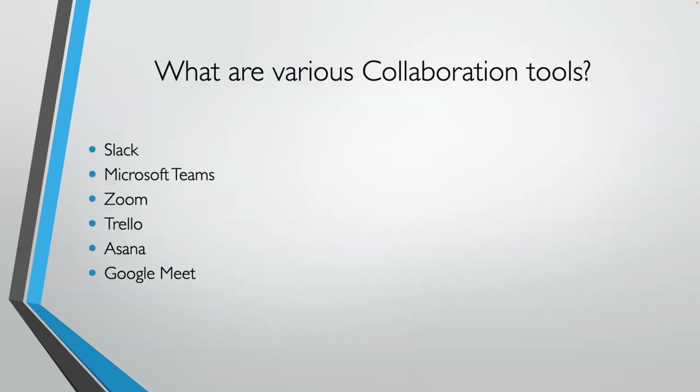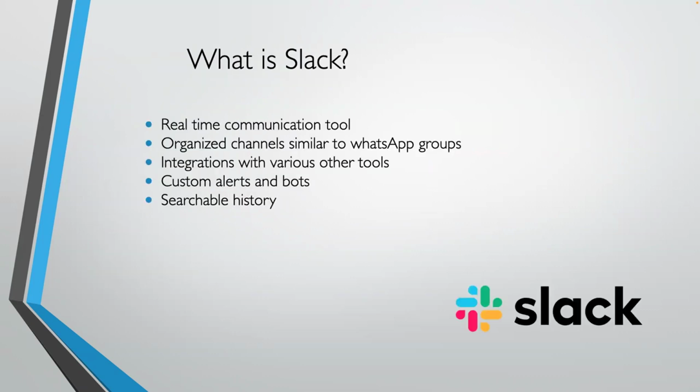So let's try to understand what the various collaboration tools out there in the market are. There are many. I just highlighted the top 6 over here. You can use Slack, or you can also use Microsoft Teams. You can use Zoom, Trello, Asana, and Google also has something called Google Meet for collaboration. Slack is one of the popular collaboration tools. Using Slack, you can collaborate between any team members in your organization.